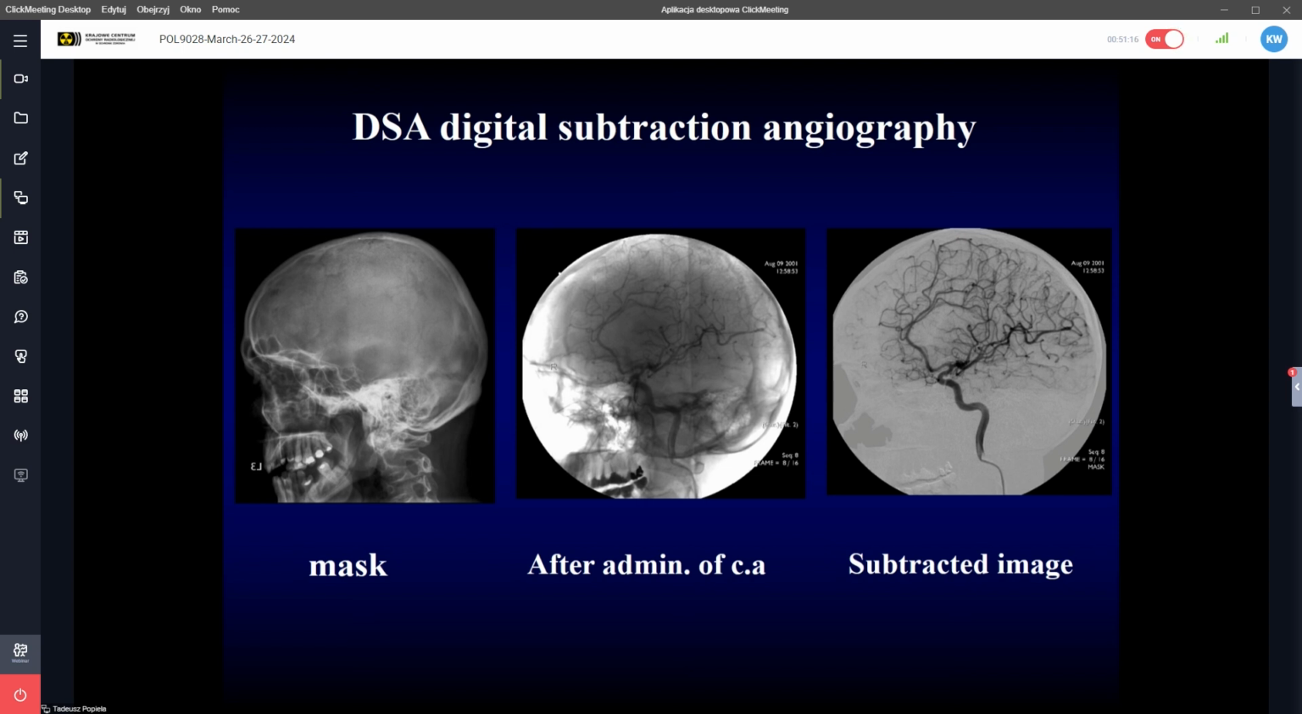Then after we finish the first acquisition, the computer turns on the automatic syringe, injecting the contrast agent, and then makes the second acquisition. At the end of the second acquisition, it takes out the first one from the second one, and we receive the subtracted image. This is the image on the right side of the monitor. So you can see again that the comfort of analysis, the comfort of assessment of the vessels without background, is much better than with the bones.